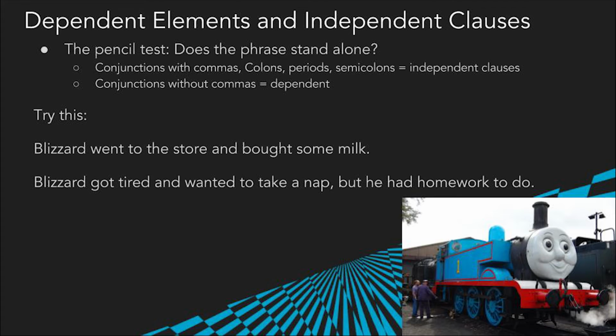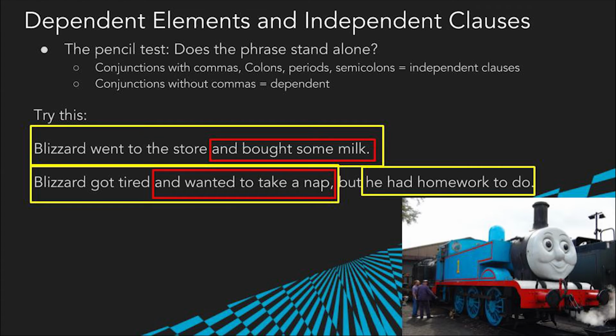In the second example, Blizzard got tired can stand by itself. So can he had homework to do. Wanted to take a nap, however, is a dependent element that needs to be attached to an independent clause to make sense. In this example, it is attached to Blizzard got tired. Try to picture these two sentences as being broken up into chunks where the dependent elements are nested inside independent elements. As you can see in the second example, independent elements can also be attached to each other with conjunctions accompanied by a comma. In addition, you could also use semicolons.